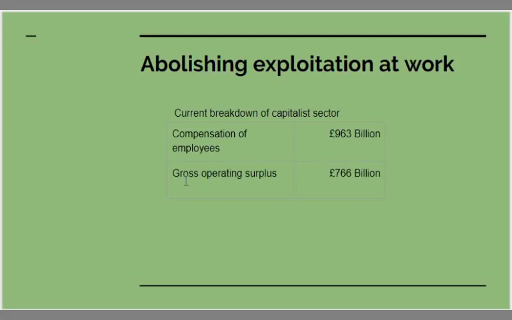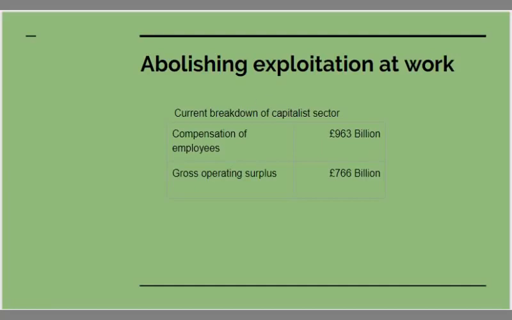If you look at the latest Blue Book or supply and use tables, the current breakdown of the capitalist sector last year had £963 billion paid in wages. Compensation of employees. That includes wages, national insurance, etc. Payments into pension schemes. The gross operating surplus, that is the total amount of revenue going to the property owning classes in the private sector, was 766 billion.